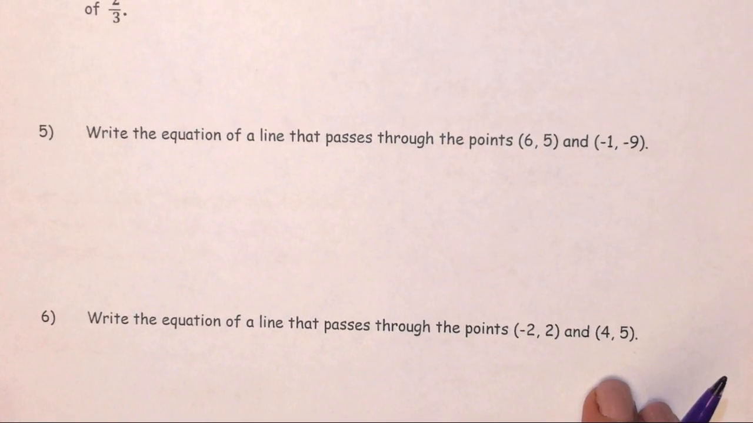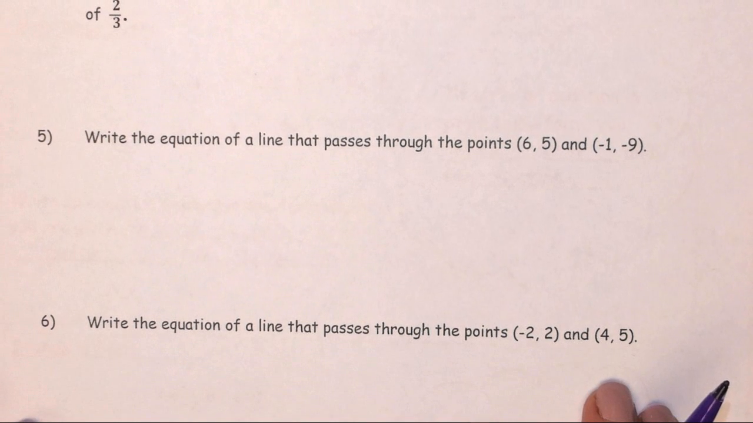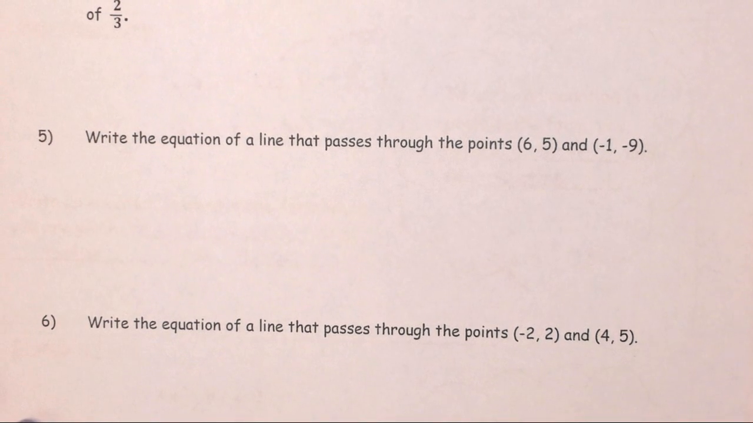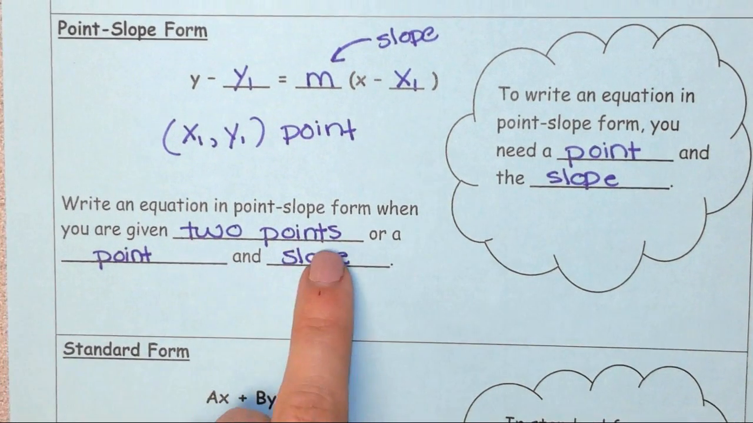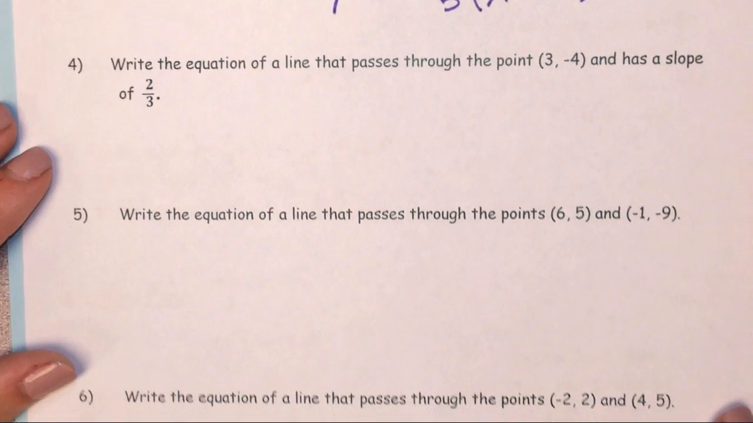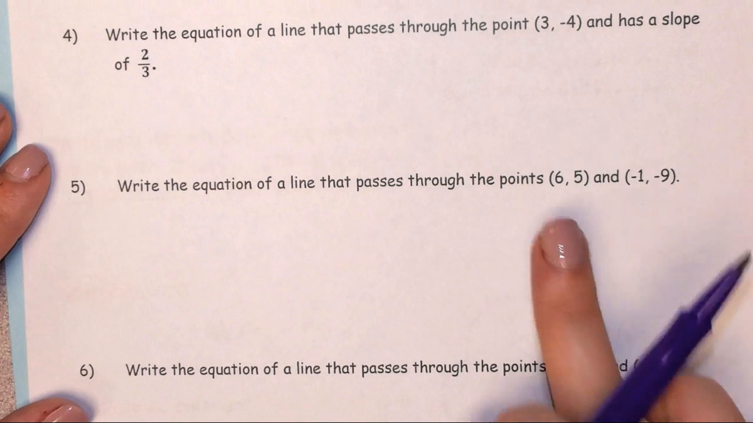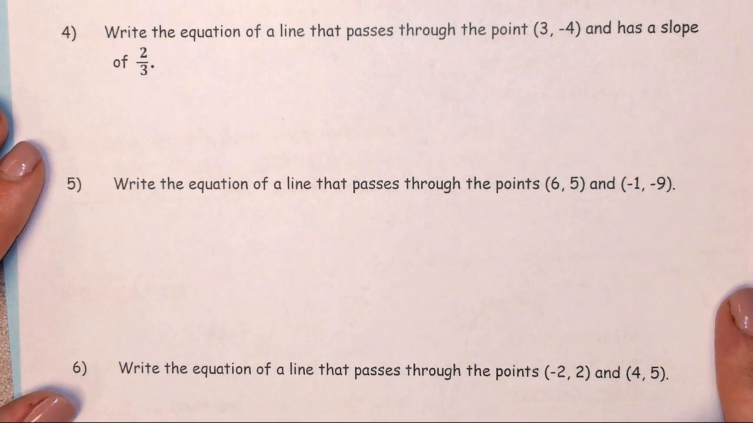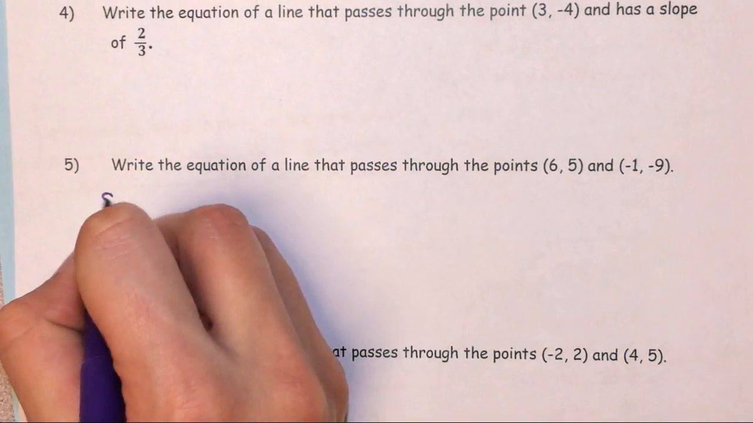Number 5, write the equation of the line that passes through the point 6, 5 and -1, -9. Here they're giving us 2 points. Going back to our blue sheet, anytime they're giving us 2 points, we're going to use point-slope form. To be able to use point-slope form, we need a point and we need a slope. We have 2 points. We can choose whichever one we want, but we don't have the slope. So we have to find the slope.